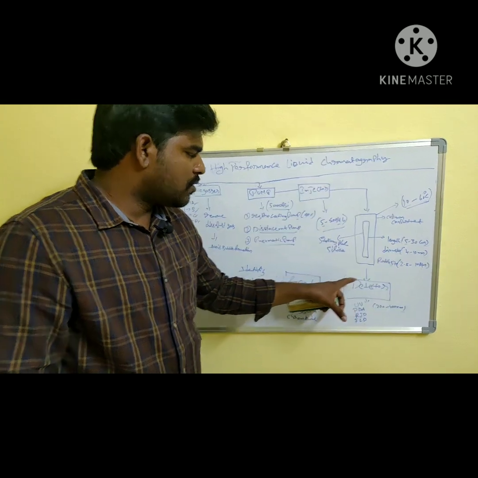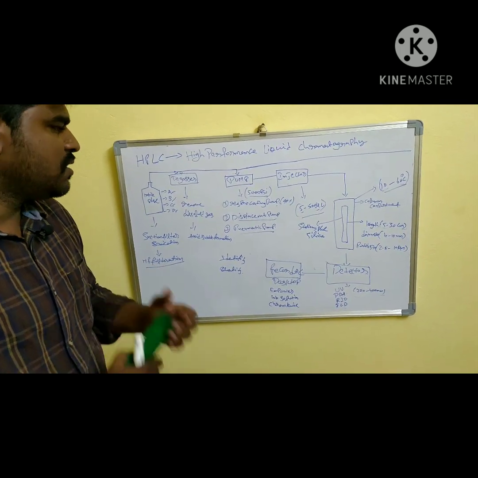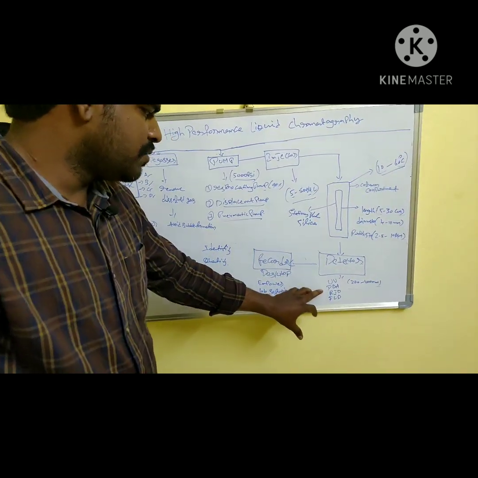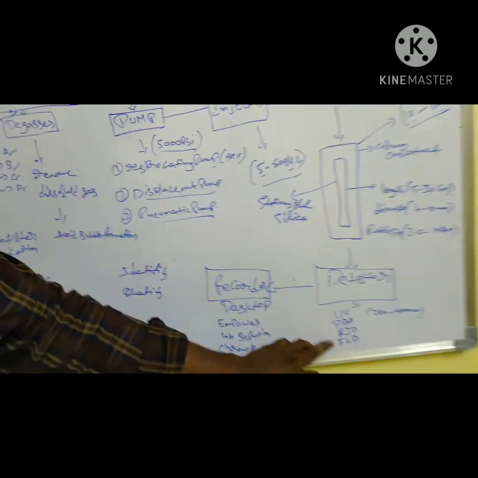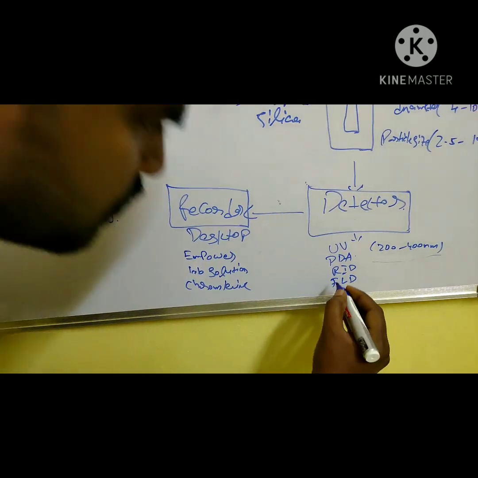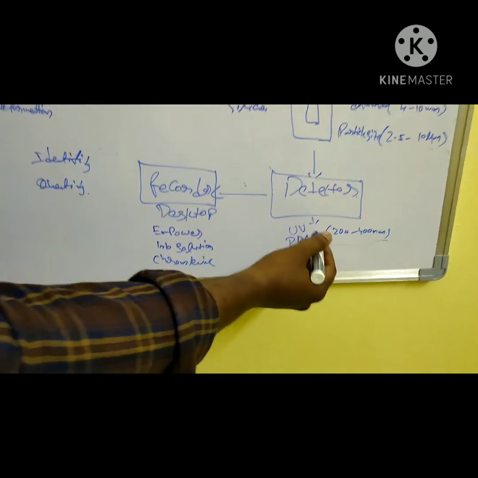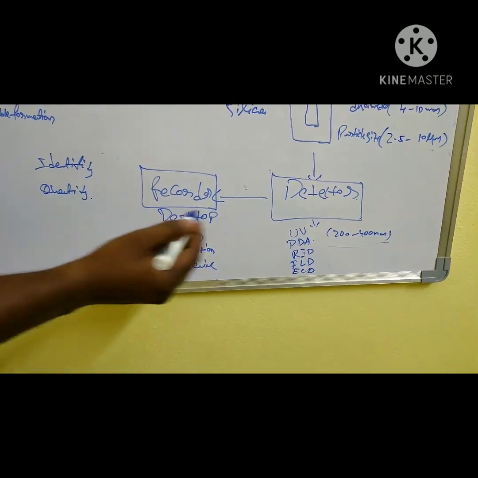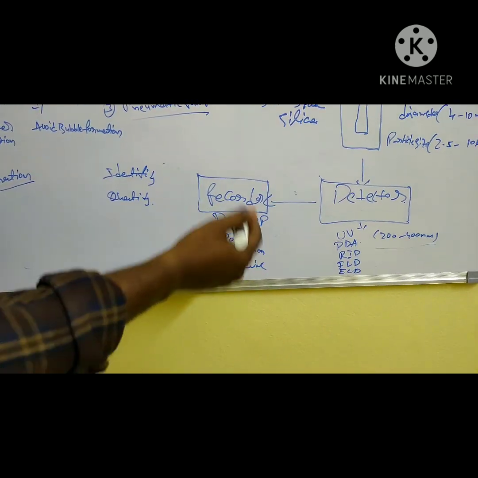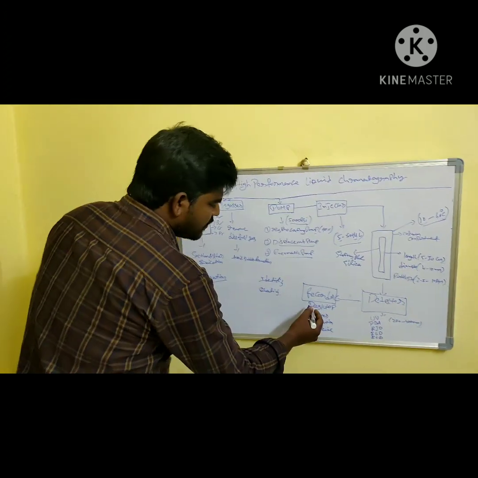And types of detectors. Many types of detectors are available in HPLC, but the most frequently and commonly used detectors are UV visible detector, PDA, RID, FLD, and ECD, electrochemical detectors. After detection, it will reach the recorder. The recorder is nothing but a desktop PC. If you want to operate any HPLC, we require software to get the chromatograms.